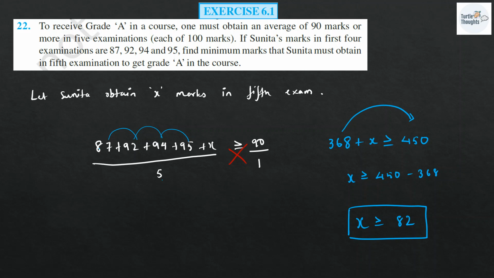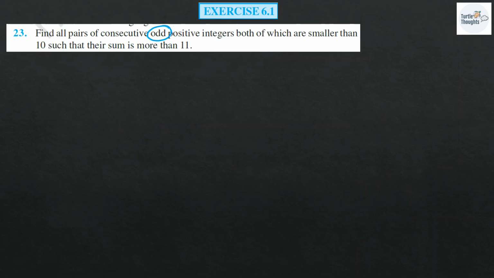Okay, clear? Let me take up one more question, and this is based on consecutive numbers. Find all the pairs of consecutive odd positive integers, both of which are smaller than 10, such that their sum is more than 11. This is the question. Now let me start by assigning the variables, right?